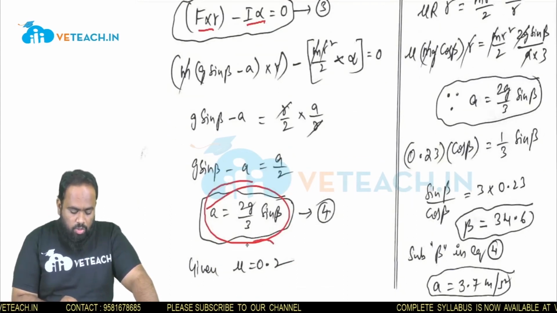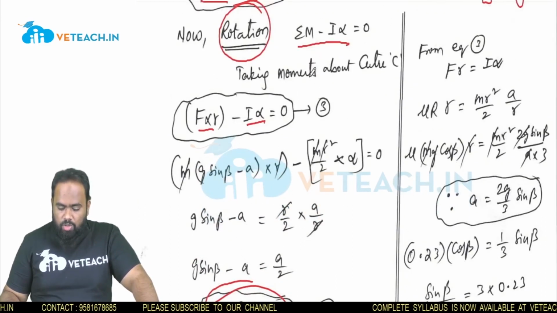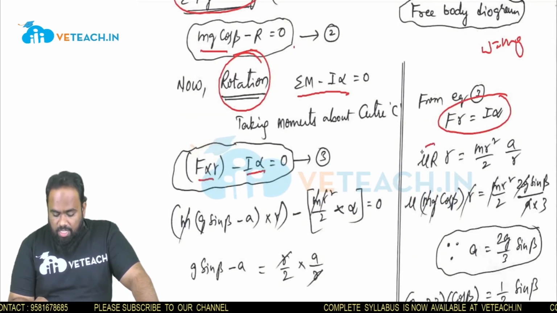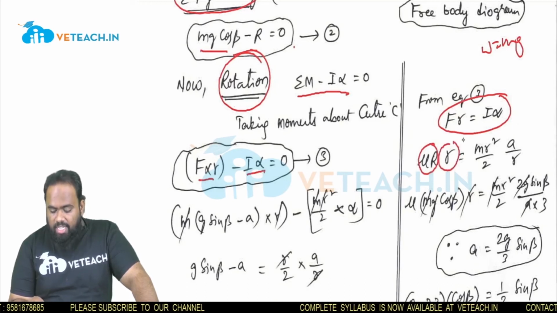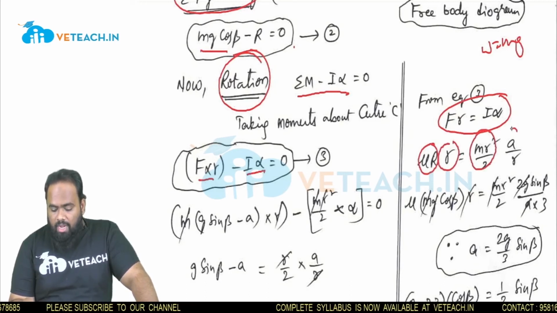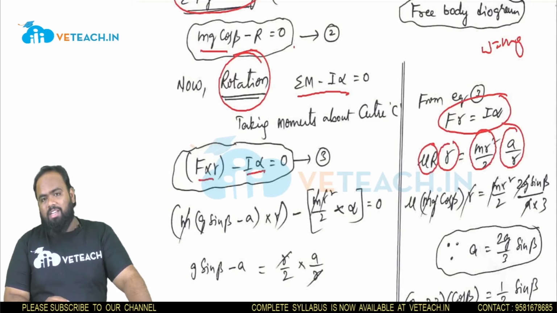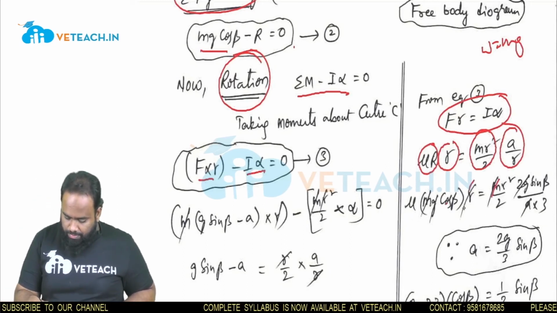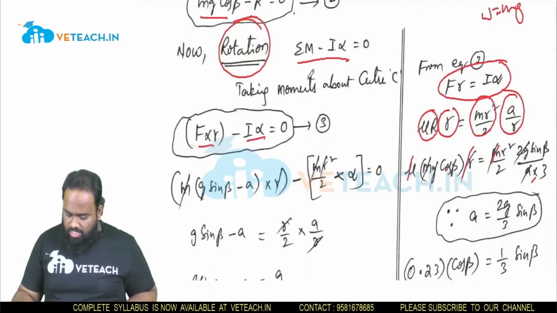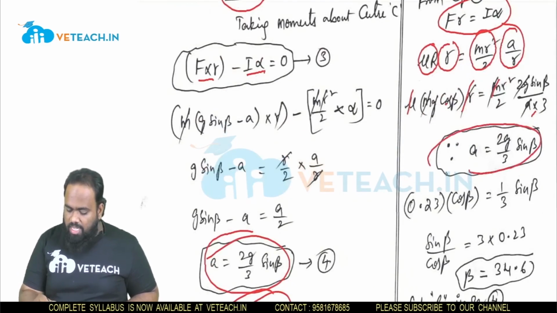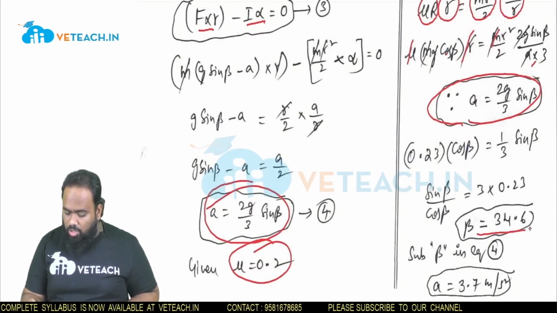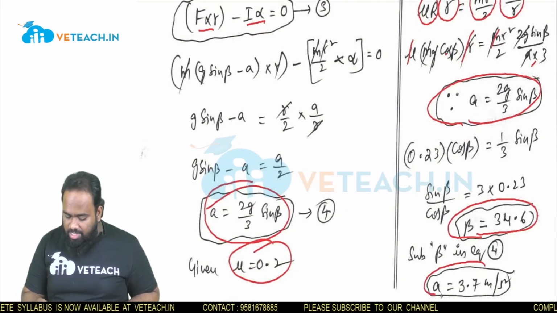Now given mu is equal to 0.2. From equation 3, f r is equal to I alpha, where f is mu into R, r is the radius, I is mr square by 2, and angular acceleration is nothing but linear acceleration by radius. So substitute all the values. After cancellation, you will get a is equal to 2g by 3 sin beta, and if you continue, finally you will get beta is equal to 34.6 degrees and acceleration is equal to 3.7 meter per second square.